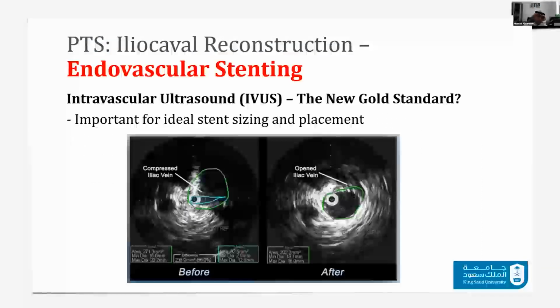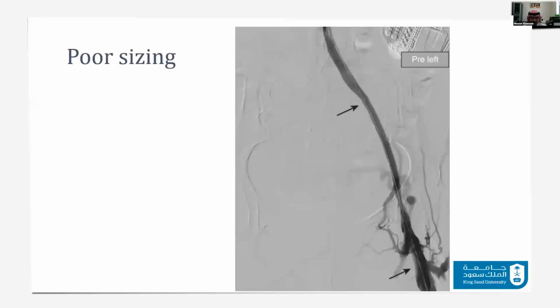This is how it looks. It's very important for ideal stent sizing and placement, because wrong sizing is a very, very difficult problem to treat. And this is an example of it. As you can see, at the top arrow, there's about an 8 millimeter stent that was deployed in the iliac vein. And you can see the difference in the diameter between that segment and the femoral vein, which is about 12 or 14 millimeter in size. That definitely is an iatrogenic stenosis that will be very, very difficult to treat, whether with endo or open therapy.